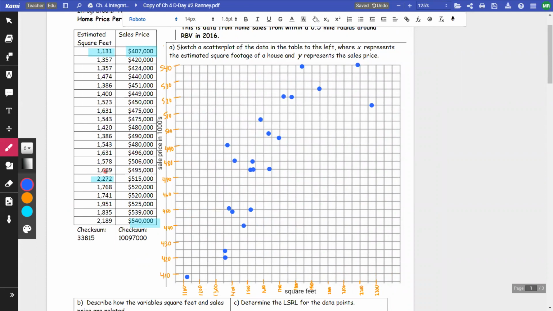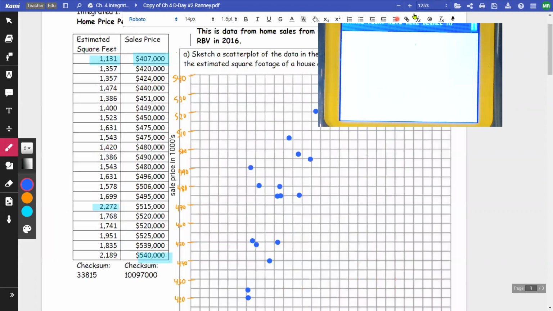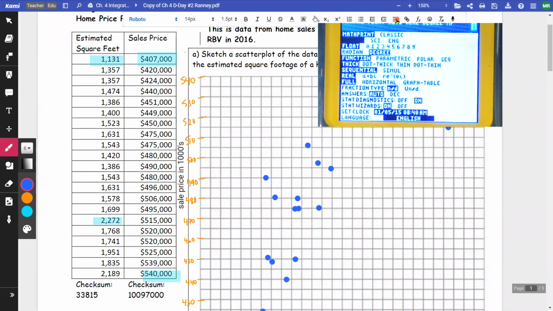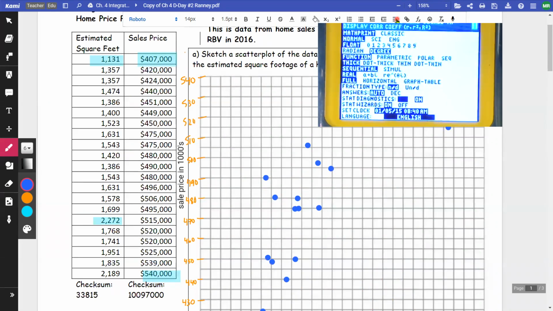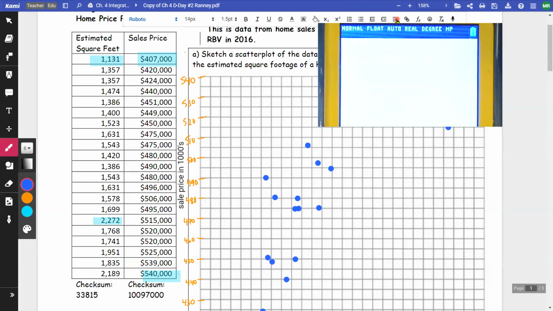So now I'm going to put this data into my graphing calculator. To do that, I'm going to turn on my graphing calculator. Number one, I'm going to go to mode, and on mode I'm going to go down to stat diagnostic and make sure that it's on, because that's going to give me my R, my correlation coefficient, when I do my analysis. Then I'm going to hit stat, edit.